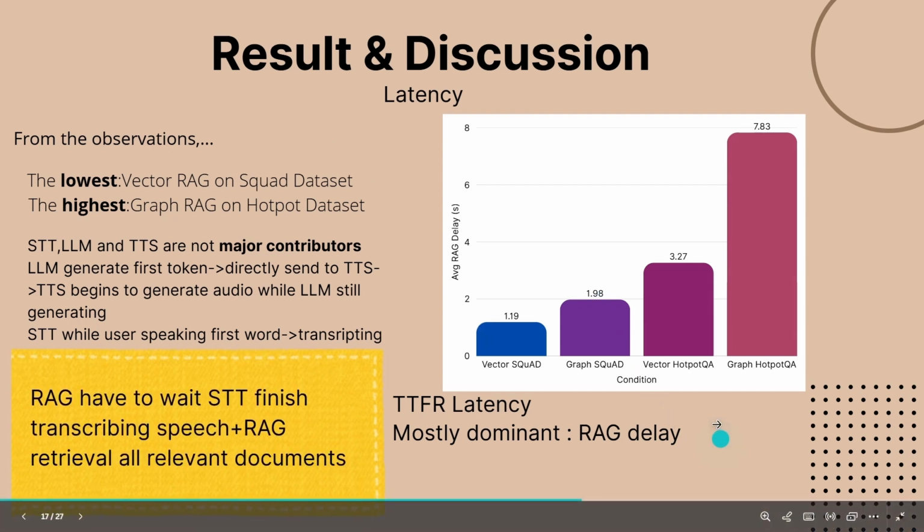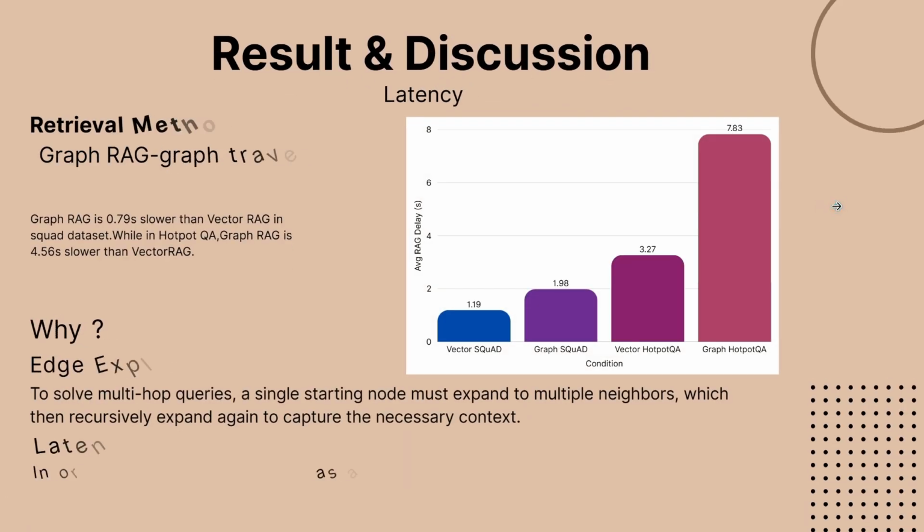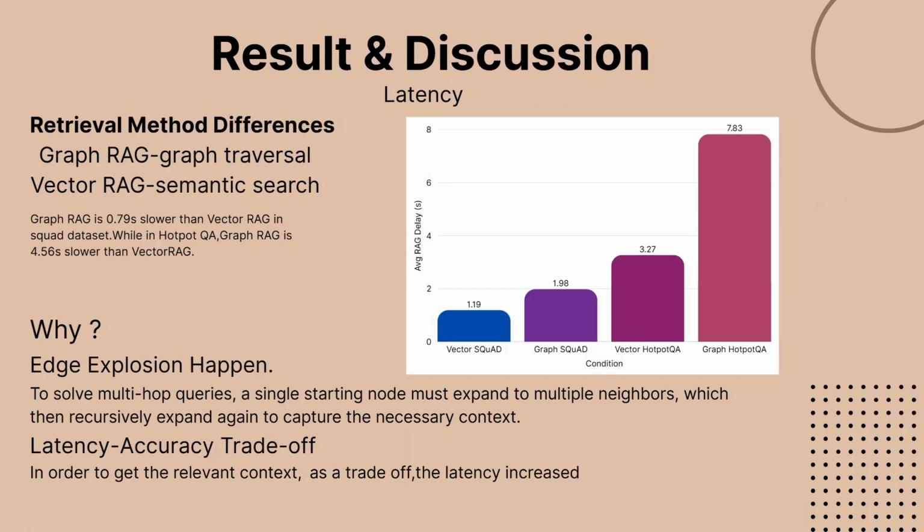So the TTFR is basically based on the RAG having to wait for STT to finish transcribing all the speech and pass it on, and the RAG retrieves all relevant documents and passes them to the LM. So the most dominant delay in this voice agent is the RAG delay. We can see that for both datasets, GraphRAG has much more latency than VectorRAG.